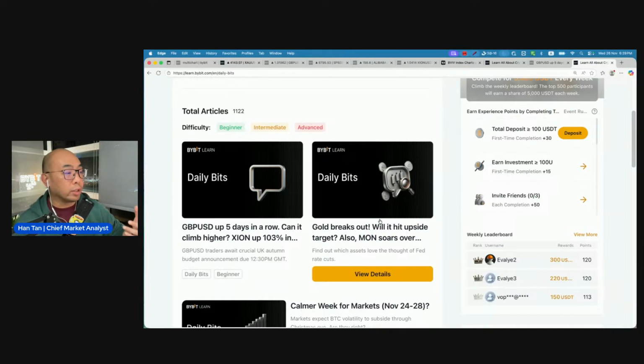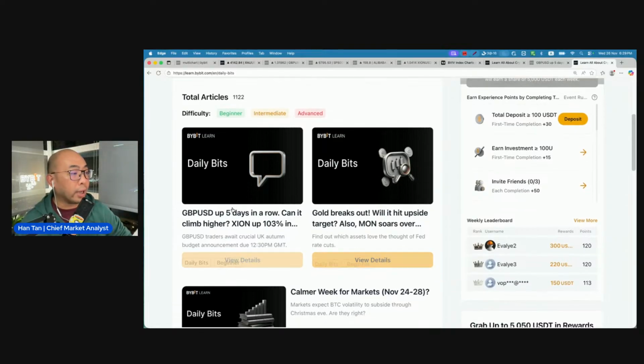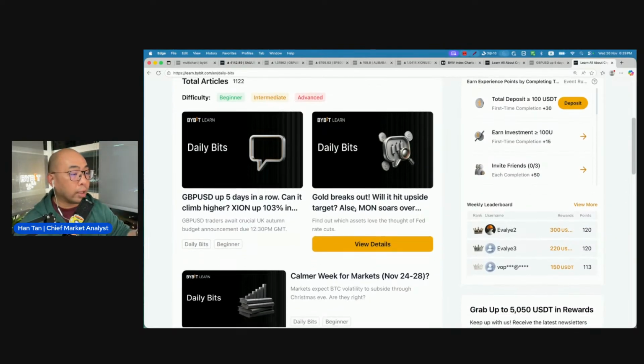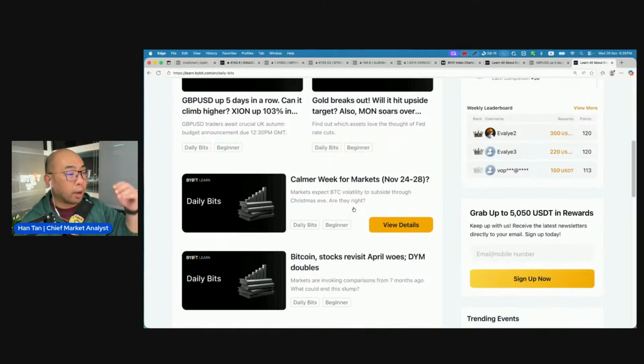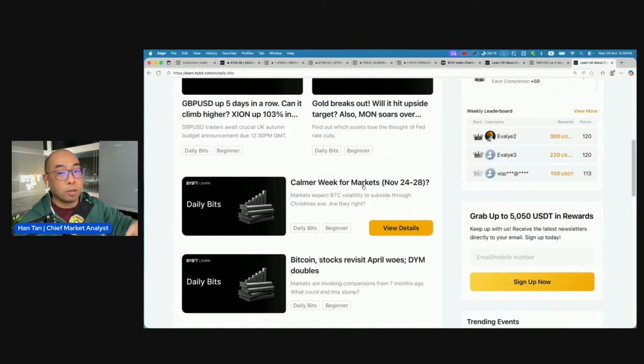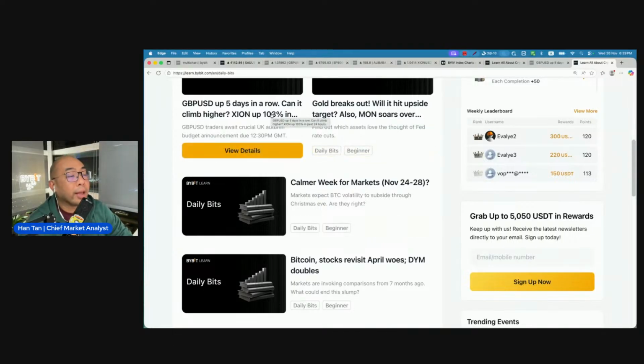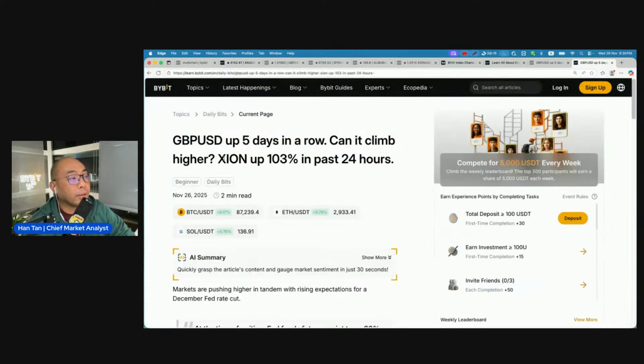Of course, we don't just cover some of these big TradFi assets like GBPUSD and gold and stock indices as well. We had written about Alibaba also from earlier this week, and that pretty much hit our price target yesterday during the earnings. But of course, there are still many opportunities across the crypto space. So you got Zion that was up 103% at the time when I was writing it. But let's do a check-in right now. I think it's way more than that.